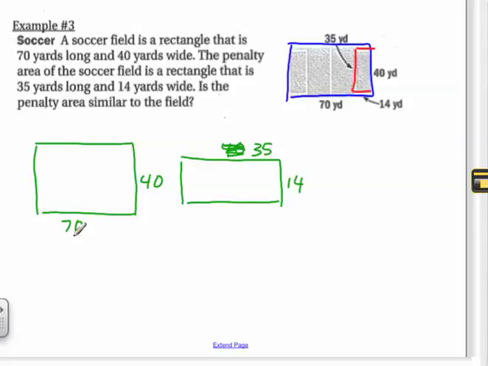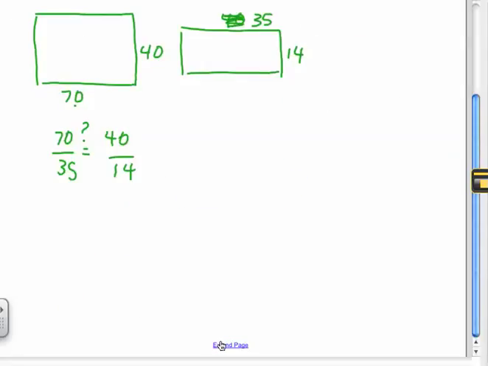70 and what? Up here, help me out. 70 and what, Alberto? 40. 70 and, no, with the other rectangle. 35. So I've got 70 goes with 35, question mark. What goes with 40 in the other rectangle? Spencer? 14. The question is, are these two things equal to each other? Their ratios have to be the same for them to be similar.